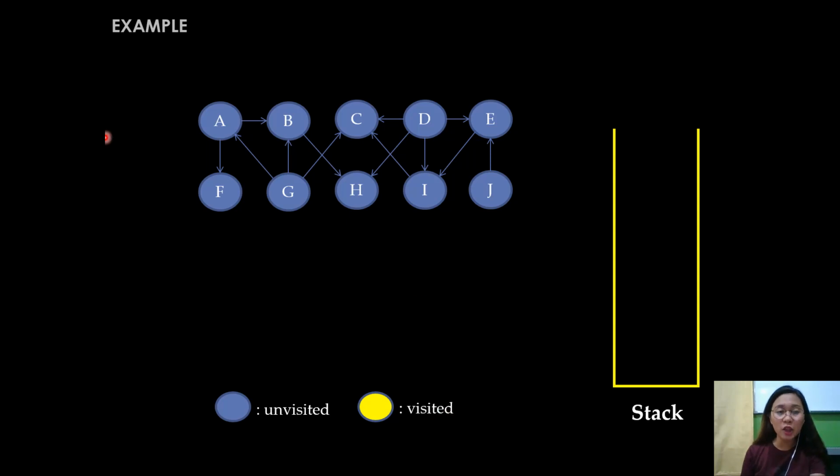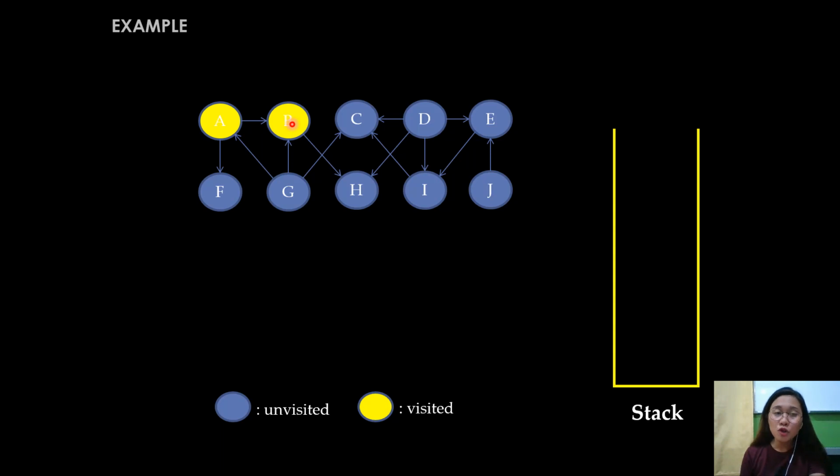And now let's begin with vertex A. Since vertex A is unvisited, we are good to go. So now we're going to mark vertex A as visited. Then, we're going to look at the neighbors of vertex A, which are vertex F and vertex B. But we'll choose alphabetically, so we are going to choose vertex B. Now, we're going to mark vertex B as visited.